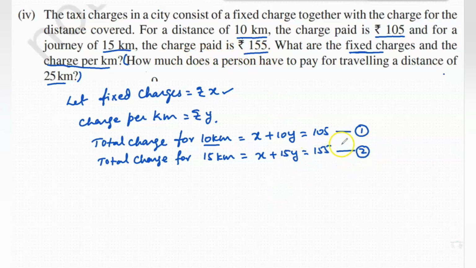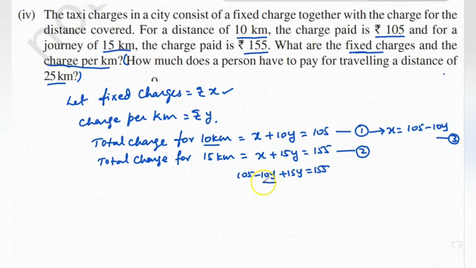So now from the first equation, get the X value and then substitute that in the second. Okay, so let us write X is equal to, from the first equation, send 10Y to the other side. So 105 minus 10Y. So this is our third equation. This equation let us substitute in the second. So our second equation, in the place of X I'll write 105 minus 10Y plus 15Y is equal to 155.